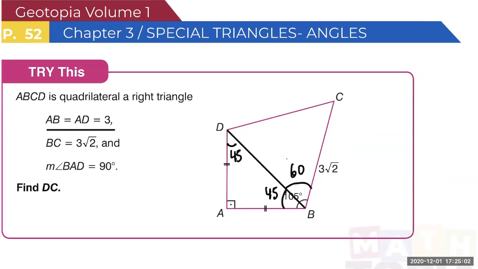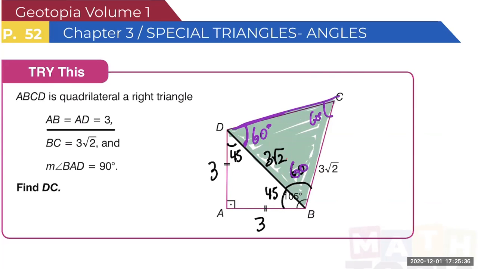AB is AD, there's 3. That means DB is 3 root 2. Oh, another isosceles triangle we have. How? Well, because this DB. Yeah, that triangle is also isosceles, and also an equilateral triangle, which means that it also is 3 root 2.